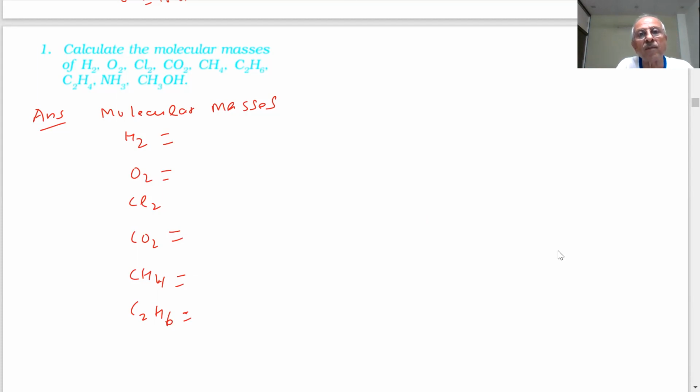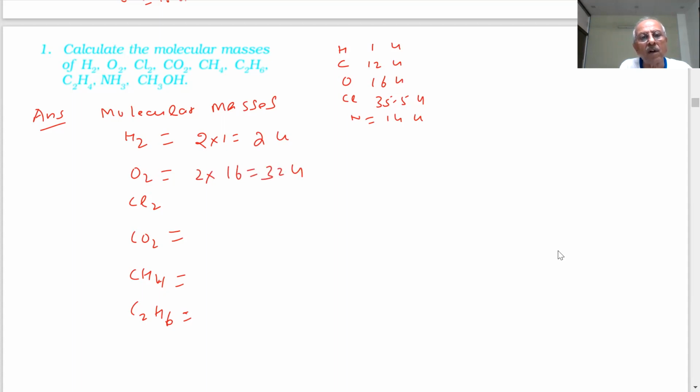What is the atomic mass? Hydrogen, carbon, oxygen, chlorine. These are some of the important ones which we must know. Hydrogen 1 U, carbon 12 U, oxygen 16 U, chlorine 35.5 U, nitrogen 14 U. We can always use them and find it. So what is this? 2 into 1? 2 units. 2 into 16, how much? 32. 2 into 35.5.